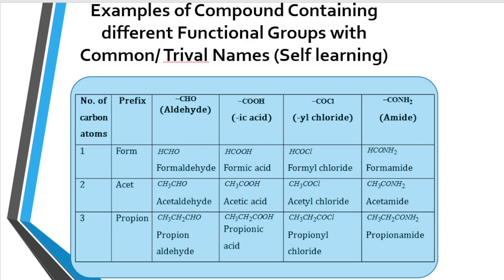Okay, now see what this table is exactly all about. Even in the common names, if the number of carbon atoms is 1, we can give the prefix form. For 2 carbon atoms, we can give the prefix acet. And for 3 carbon atoms, it is propion. With different functional groups like this, we can see formamide, acetamide, acetyl chloride, acetic acid, propionaldehyde, propionic acid and all.